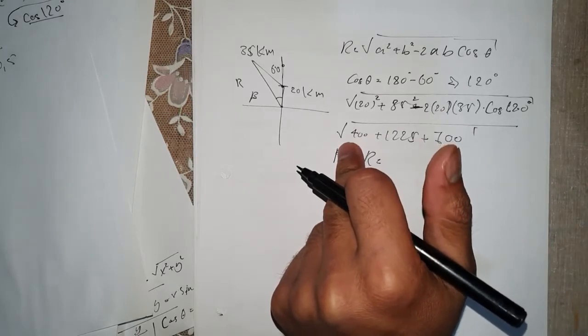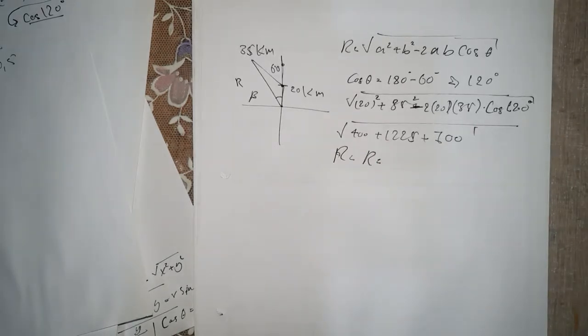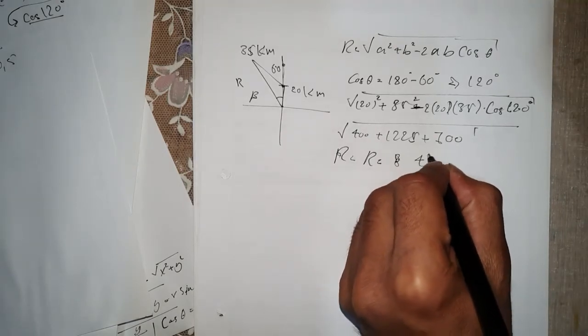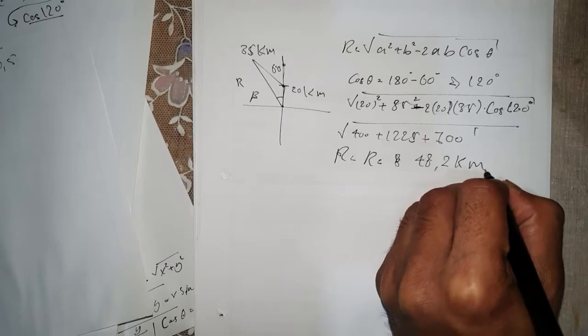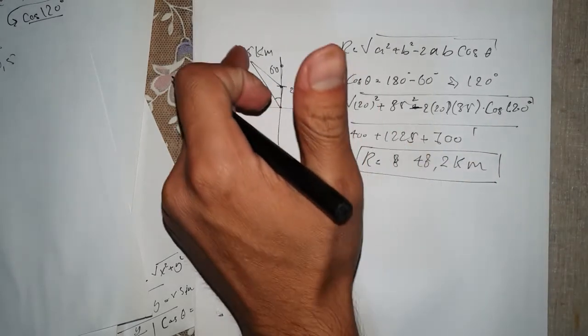When we add all those things and take the square root, we will get nearly 48.2 kilometers. This is our resultant displacement.